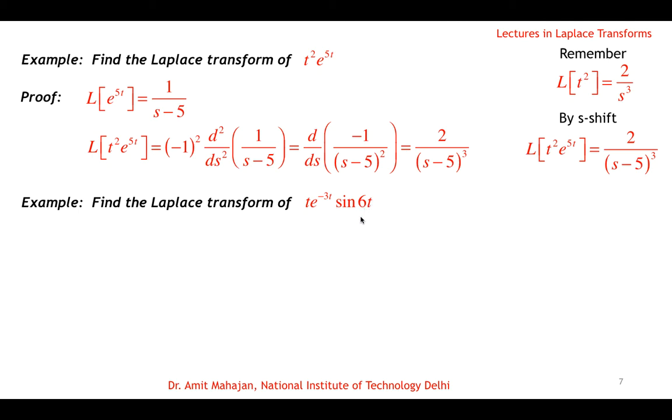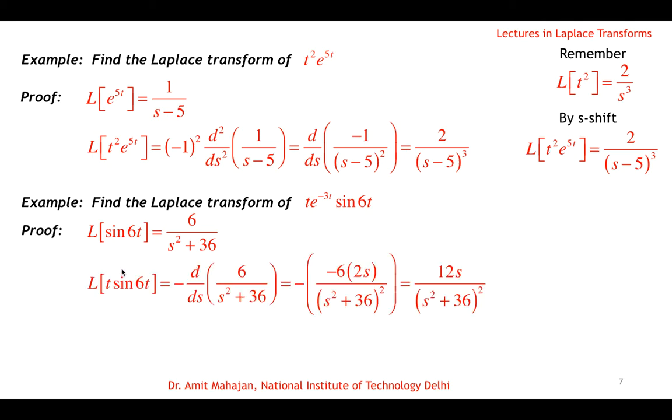So the Laplace of sin at is a over s square plus a square. So a is 6 here, so 6 over s square plus 36. Okay, now with this result you can use multiplication with t and then the first shift, or you can use the first shift and then multiplication with t. That's up to you. So here I am using multiplication with t first and then I will use the first shift.